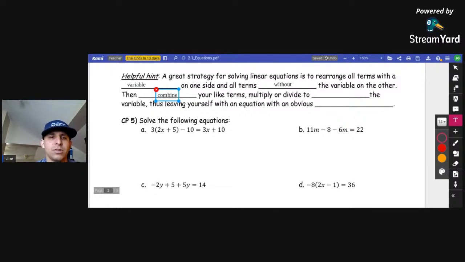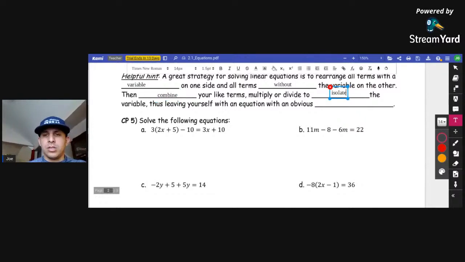And if you're watching these videos and you haven't really worked with polynomial expressions yet, it's going to definitely feel difficult and foreign and unknown. But give us some time, and I promise it will get much simpler. So combine our like terms, multiply or divide to isolate the variable, thus leaving yourself with an equation with an obvious solution. Cool. Let's pop that there. And let's get rid of that text box.